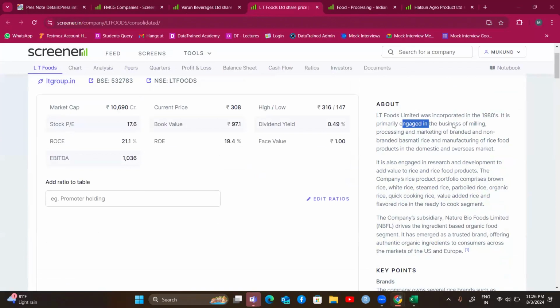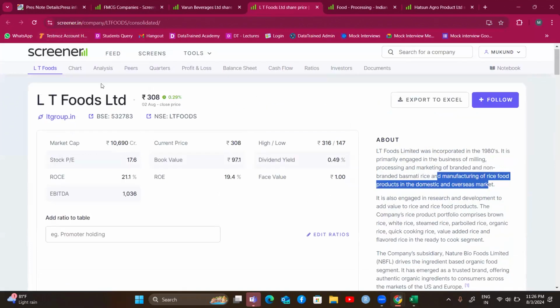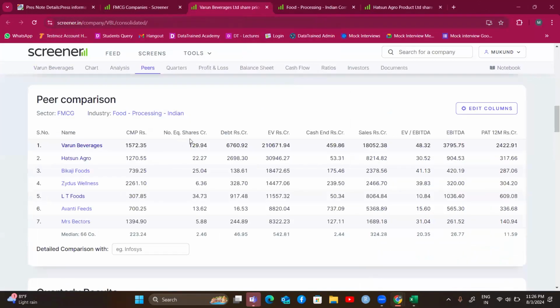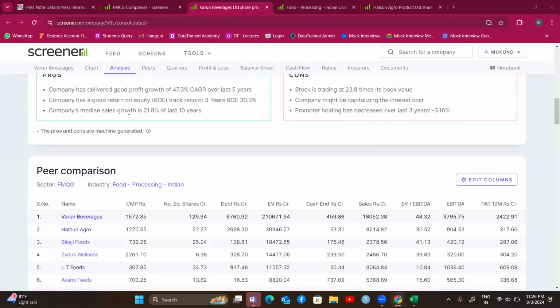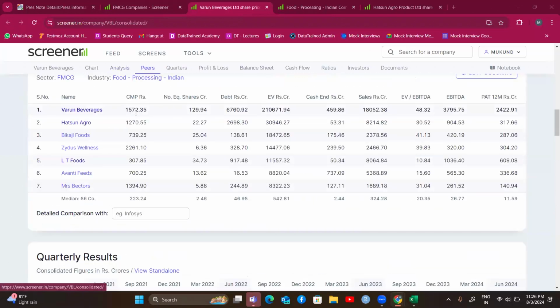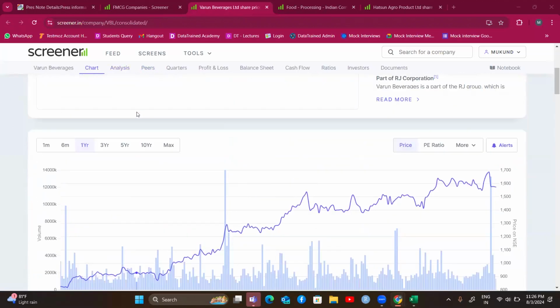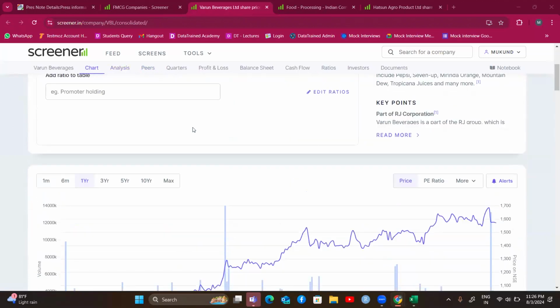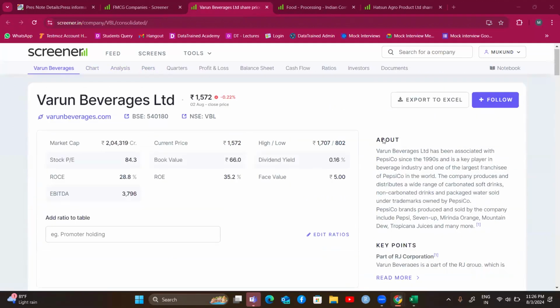Limited is primarily engaged in the business of milling, processing and marketing of branded and non-branded basmati rice. So we cannot compare. Only Reliance is there for Campa. So we cannot compare Varun Beverages with their peers because although the industry is similar, the exact peer is not available. To be very honest, a close peer is also not available because Varun Beverages gives carbonated drinks and the nearest peer, as people are saying, is Campa.